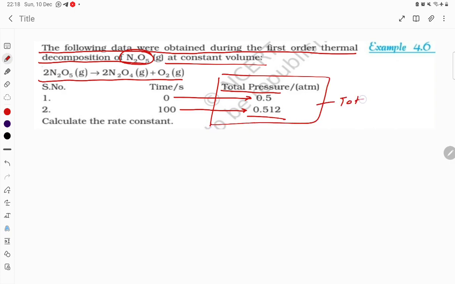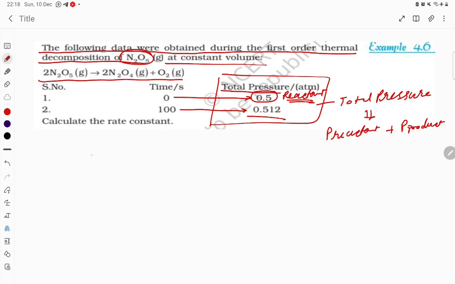Now what do you mean by total pressure? Total pressure is P reactant plus P product. Both are there in the system, because in the container reactant and product both are present. Now this is the pressure of reactant only. Why? Because when the time is 0, no product has formed. Keep that in mind.